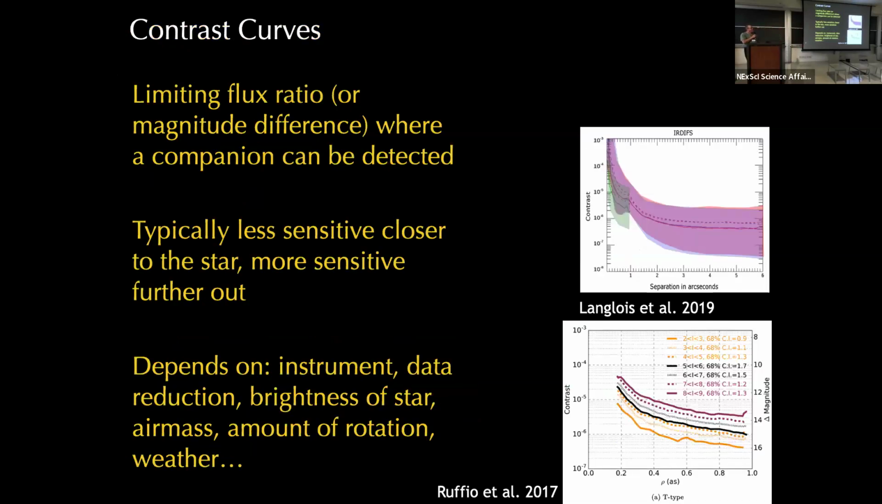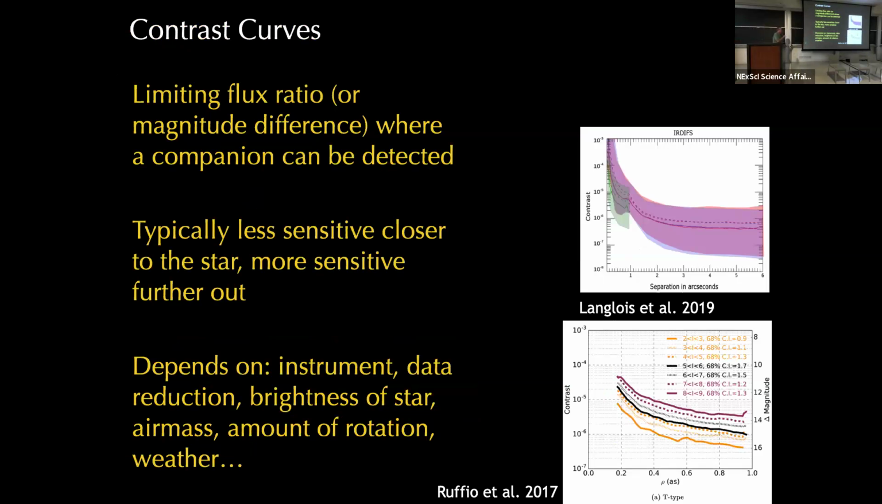Okay, so let's talk a little bit about setting the stage for demographics. We want to think about how you get demographics out of your direct imaging survey. And the core sensitivity of a given direct imaging observation is a contrast curve. A contrast curve is flux ratio, delta magnitude, as a function of separation from the star, separation in arcseconds.